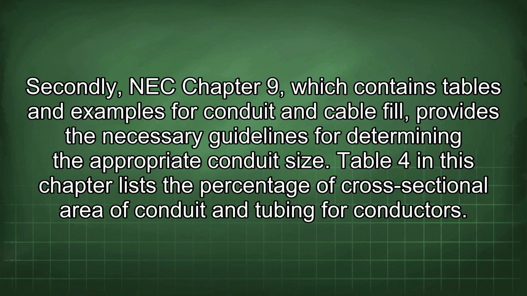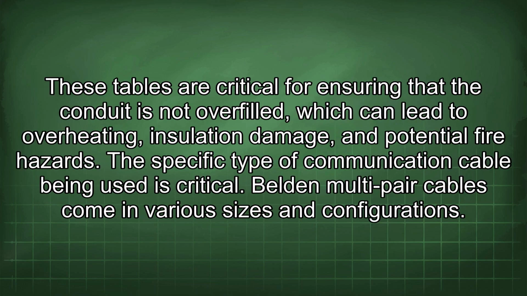Table 4 in this chapter lists the percentage of cross-sectional area of conduit and tubing for conductors. These tables are critical for ensuring that the conduit is not overfilled, which can lead to overheating, insulation damage, and potential fire hazards. The specific type of communication cable being used is critical.